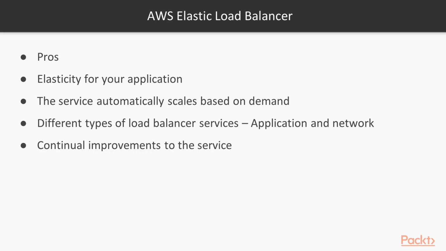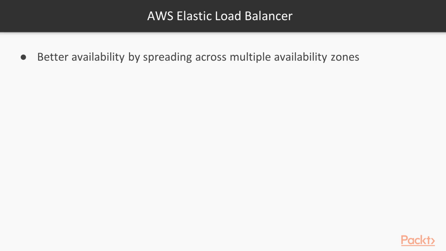And there are always continual improvements to the service like any other service in AWS. So AWS will take customer feedback and then will add features and improvements to the Elastic Load Balancer service. There is better availability for your application by spreading the Elastic Load Balancer nodes across multiple availability zones. And it also has integration with another service known as the Web Application Firewall. So this allows you to protect your web application from application level attacks.